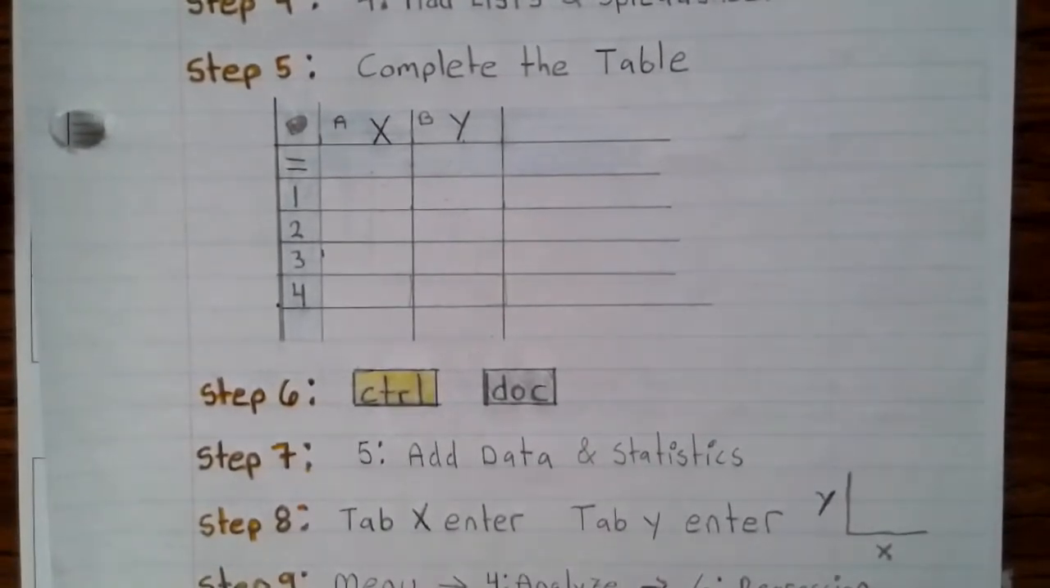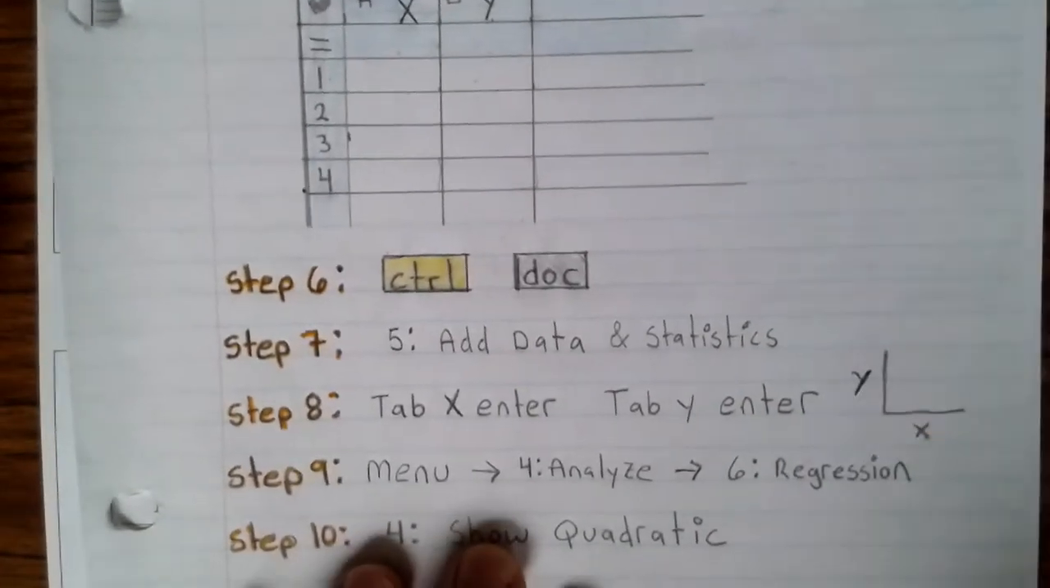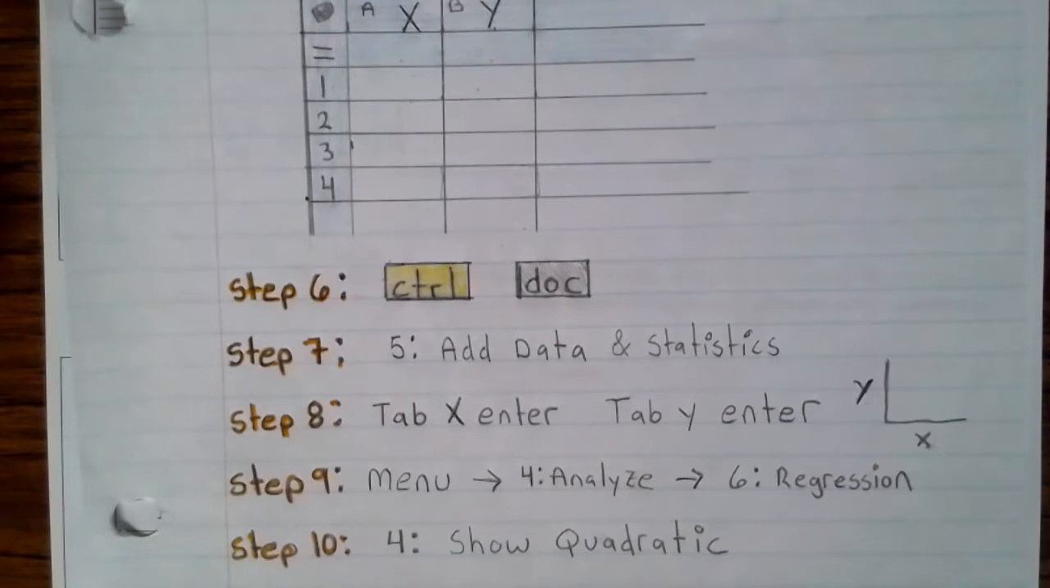Step 6, press Control Doc. Step 7, select 5, Add Data and Statistics. Step 8, press Tab X, Enter. Press Tab Y, Enter. Make sure the X is here and the Y is here. Okay. Step 9, select Menu for Analyze 6 Regression. Step 10, select 4, Show Quadratic.